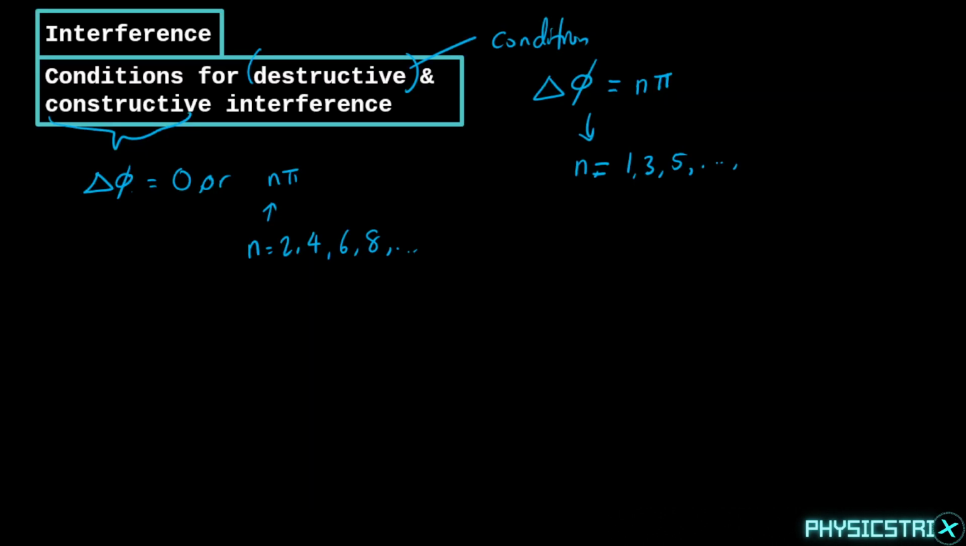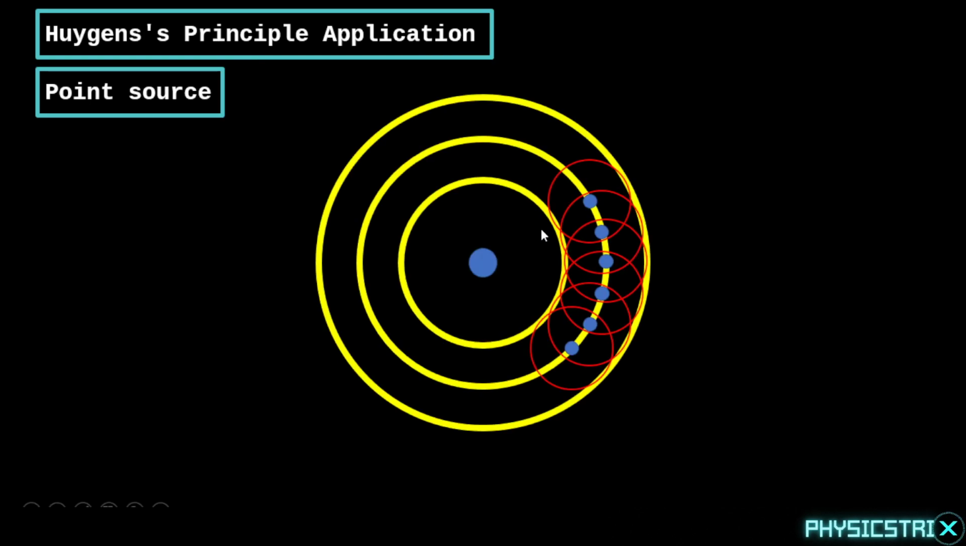Moving on. So how do these two ideas, Huygens principle, where each point of a wavefront becomes a source of another wavefront, and this idea of interference, contribute? Let's apply that information. Say we have a point source. We have the same picture again here, with this initial wavefront.